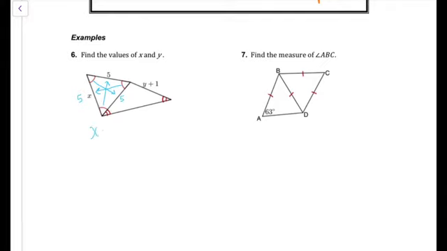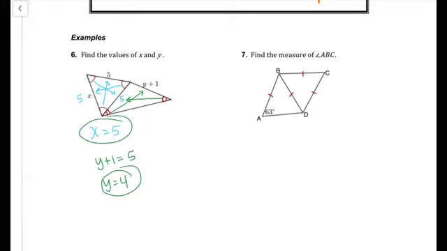Looking at example 6, I have an equilateral triangle here, so all of the sides will be the same. I'm going to draw 5 in for each of the sides, so x is 5. I also have another triangle. The 2 angles are the same, so the 2 sides are going to be the same. So 5 is going to equal x plus y plus 1, so y is going to equal 4.